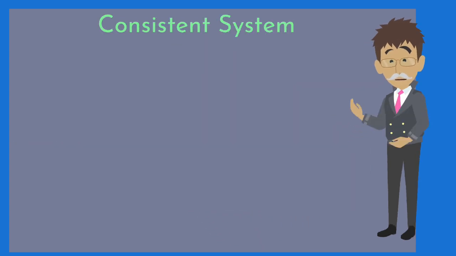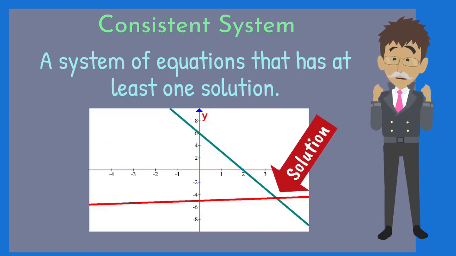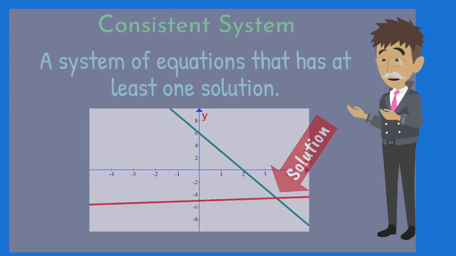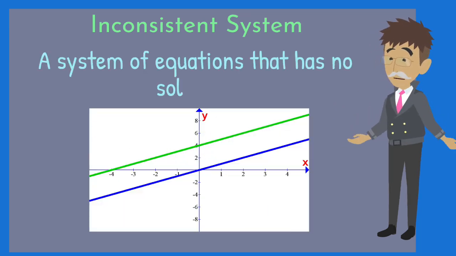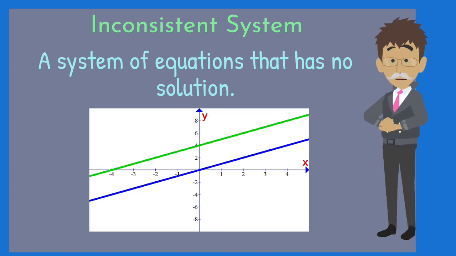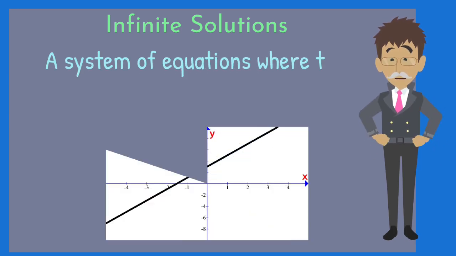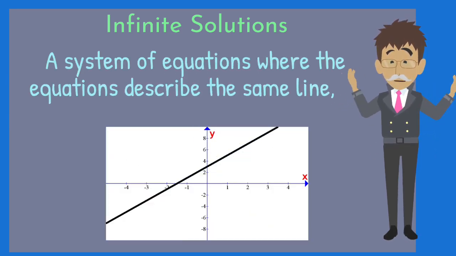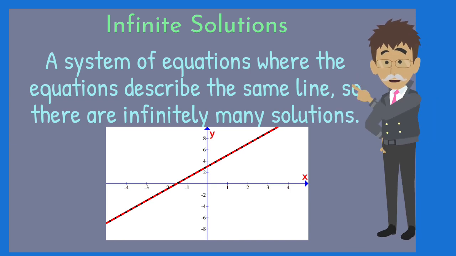Consistent system. A system of equations that has at least one solution. Inconsistent system. A system of equations that has no solution. These lines are parallel and never meet, so there is no solution. Infinite solutions. A system of equations where the equations describe the same line, so there are infinitely many solutions. These are really the same line, so any point on the line is a solution.